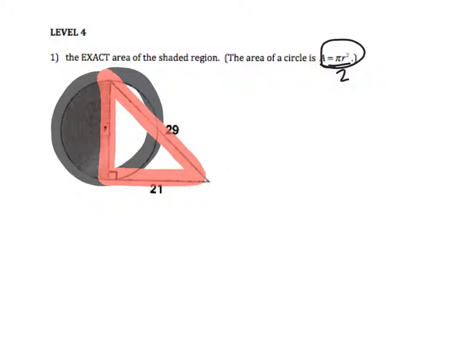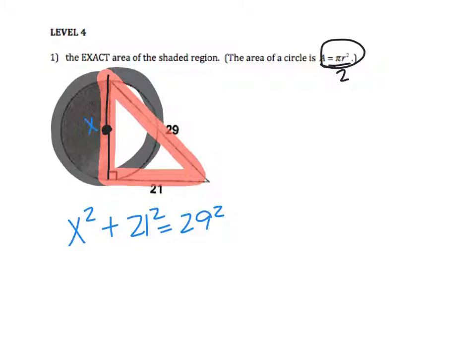The radius of a circle is half of its diameter. If you look at this picture, the diameter is the whole length across a circle, which is that last and final leg of your triangle. So it's a right triangle. What are you going to use? Pythagorean theorem. So x squared plus 21 squared equals 29 squared.